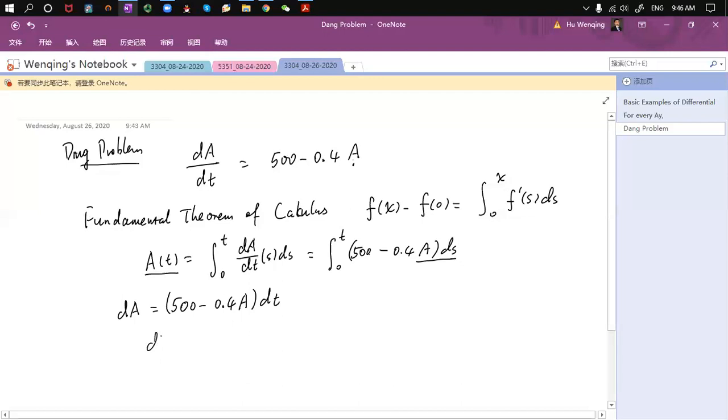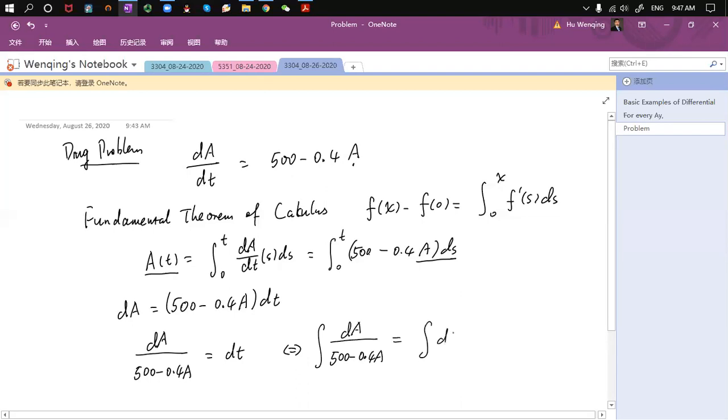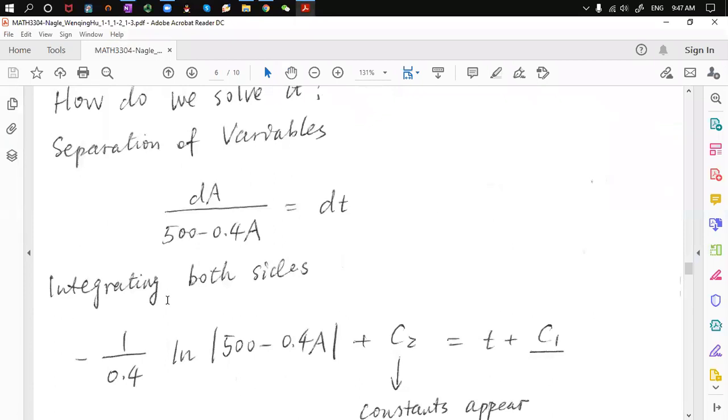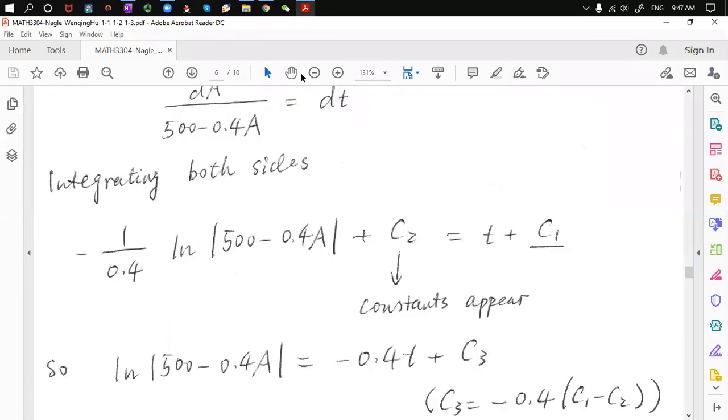And in the same rationale, it can be written as dA over 500 minus 0.4 of A is equal to dt. Now you can see that both the left-hand side and right-hand side are infinitesimal differentials for A and t respectively. So that means you can integrate. If the differentials are the same, then the antiderivatives are the same. So basically, the integral of dA over 500 minus 0.4 of A is equal to the integral of dt. So you're going to have some kind of relation like this, like what we have been showing here. Once you have this relation, you can integrate on both sides.